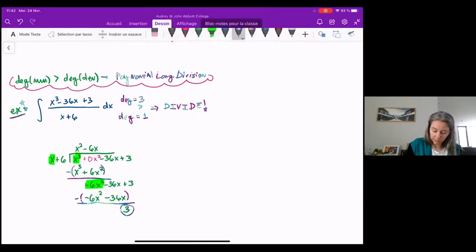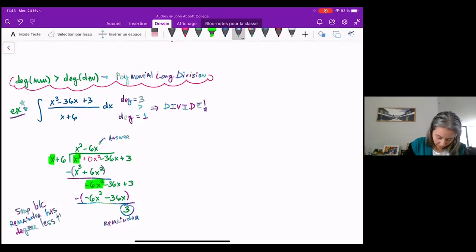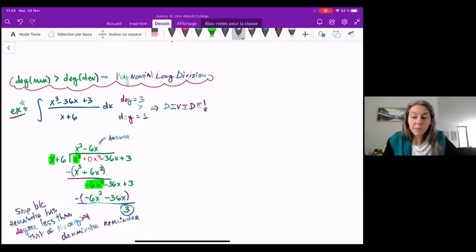So this right here is my remainder. And this right here is my answer. And we stop because the remainder has a degree that is less than that of the original denominator. And that's important because sometimes you're going to stop when there's still an x left over. Sometimes you might even stop when there's still an x squared left over. You stop when that degree becomes less.